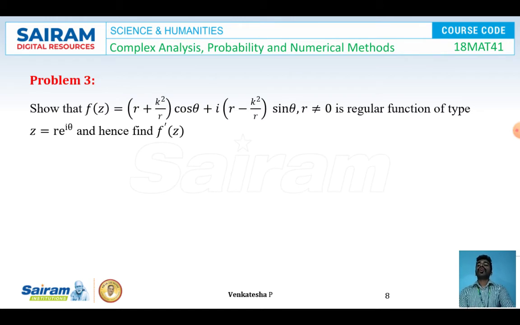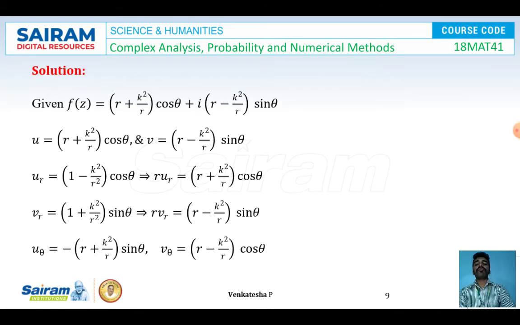Next problem. Show that f(z) = (r + k²/r) cos θ + i (r − k²/r) sin θ, for r ≠ 0, is a regular function of z = r e^(iθ), and hence find f'(z). This sum is similar to the previous problem. First I'm going to find the values of u and v. Later I'm going to find the value of f'(z).